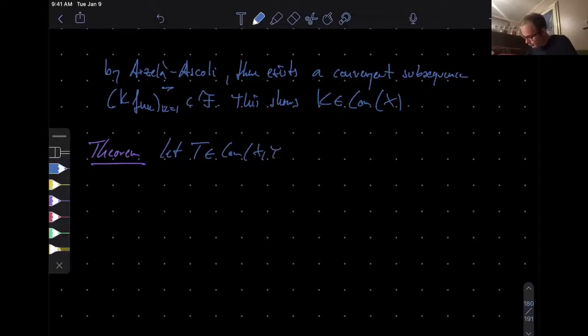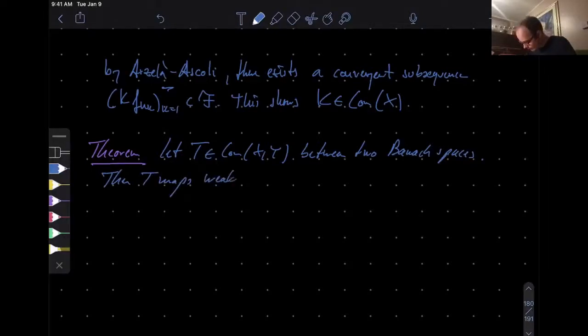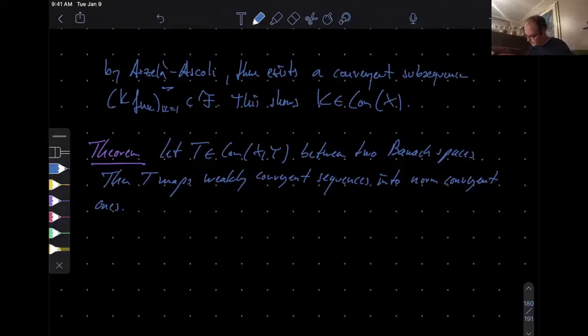If you have a compact linear transformation between two Banach spaces, X and Y, then T maps weakly convergent sequences into norm convergent ones. So remember this stuff, weakly convergent sequences. It maps weakly convergent sequences into norm convergent ones. Okay, so that is a nice property, right? Into norm convergent ones. Okay, so proof.